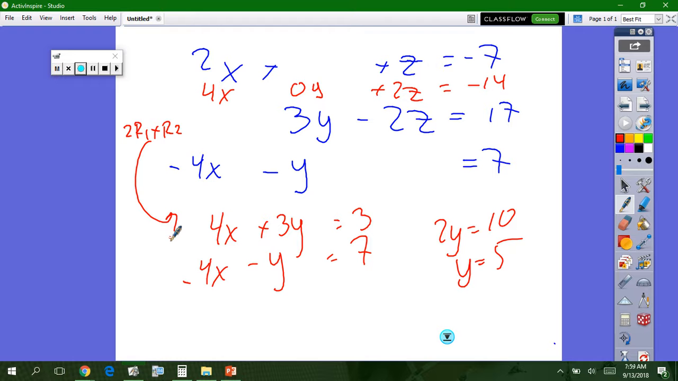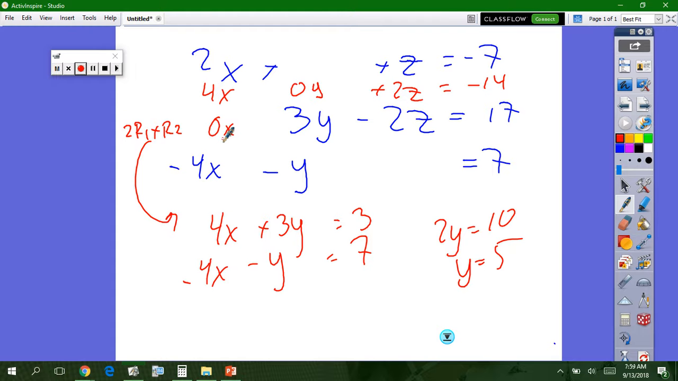So once again, 4x plus 0x is 4x. 0y plus 3y is the 3y. 2z minus the 2z, gone. Negative 14 plus the 7. You with me now, Julia? Good? Okay. All right, y is 5.